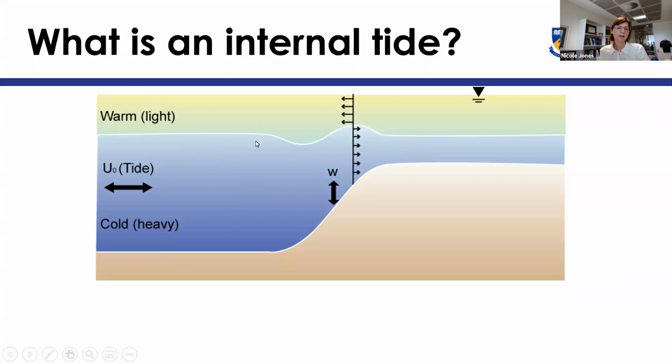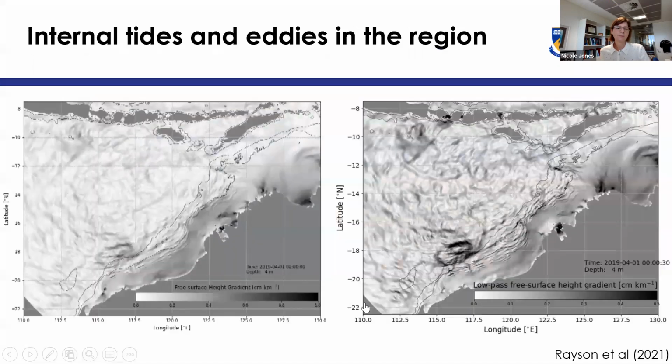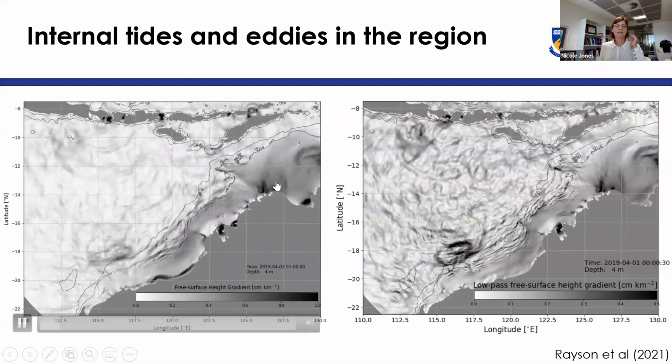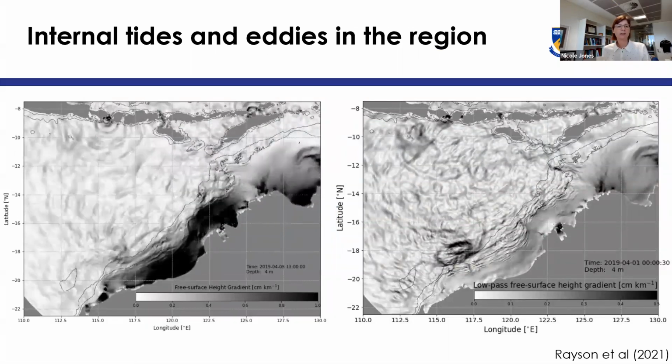And one of the most common ways that this perturbation occurs is due to bottom topography. So if you have a surface tide that in deep water is purely horizontal, when it sees a slope, then you get a vertical component to this tide that creates a perturbation at this interface that then propagates away as a wave. So the reality is that it all looks a little bit more complicated than this.